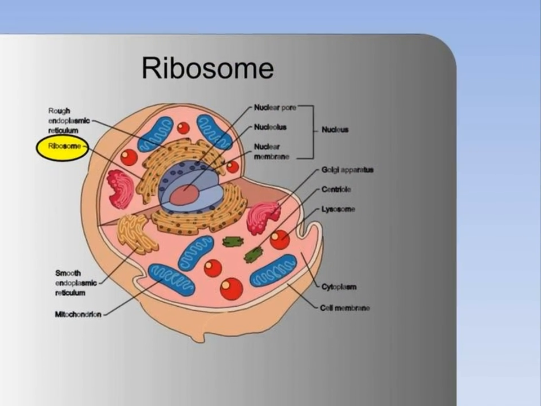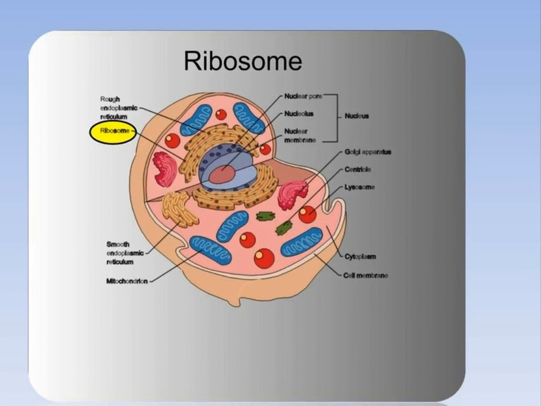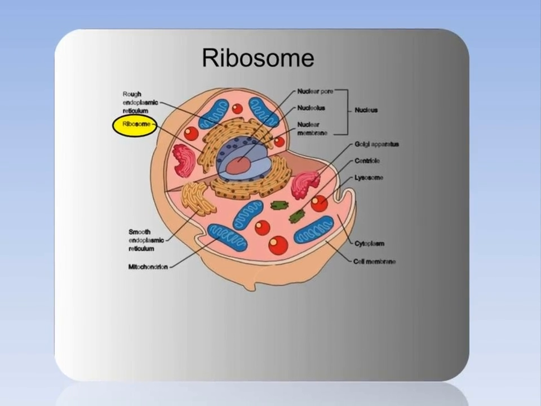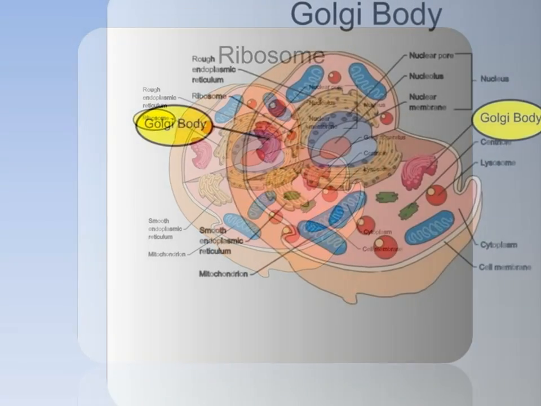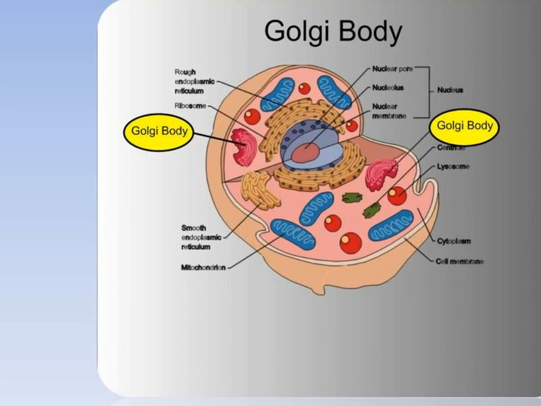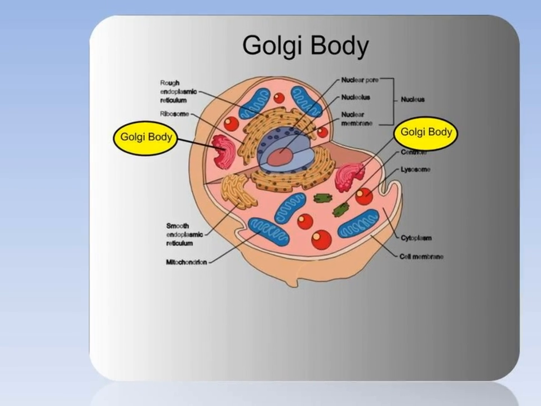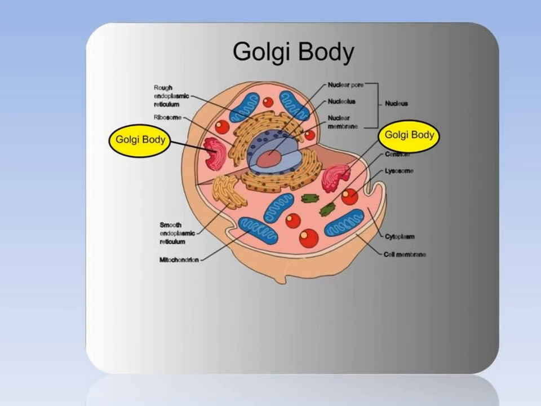The ribosomes in a cell are used to manufacture and produce proteins that are needed by the cell for its daily tasks and routines. The Golgi bodies, as you see highlighted here in this image, catch proteins and other stuff from the endoplasmic reticulum and repackage them to distribute them to other parts of the cells for their daily needs.